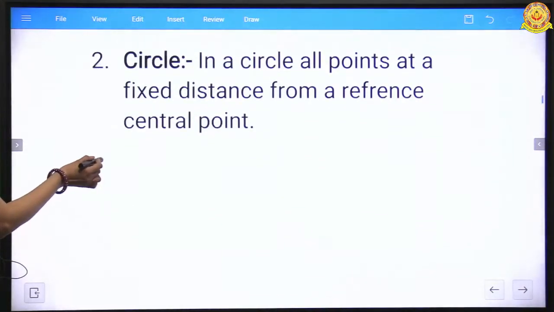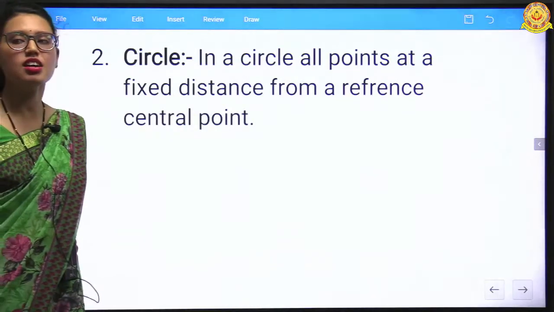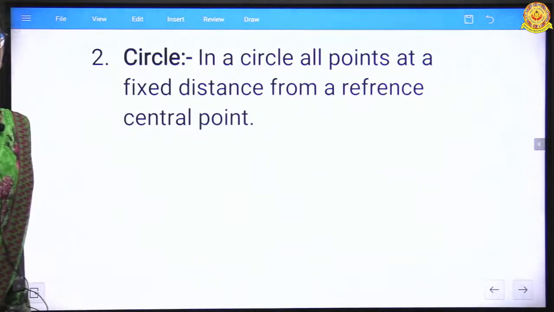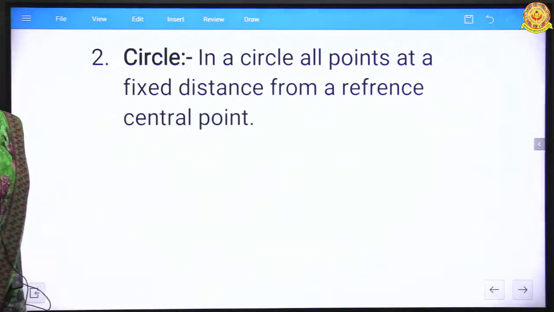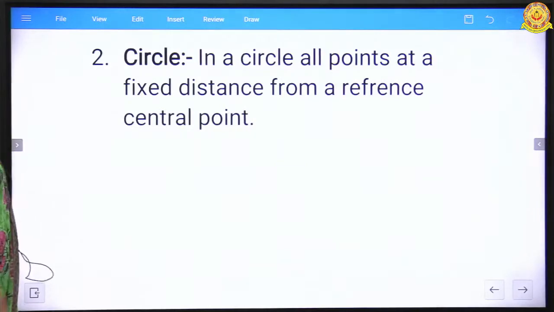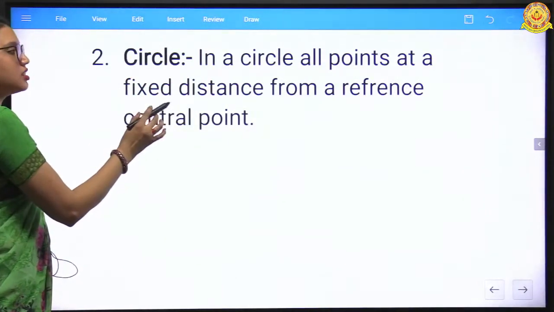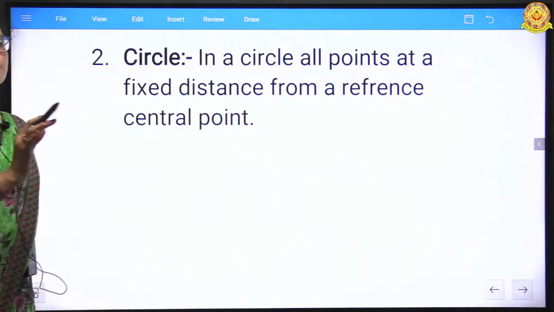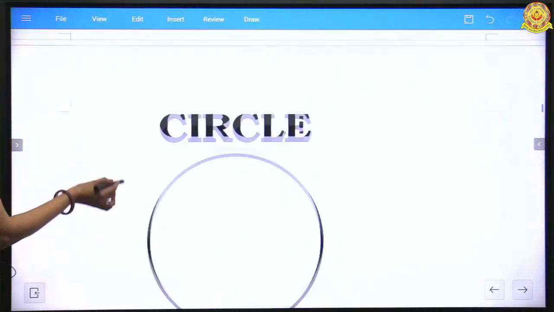Our next shape is circle. What is a circle? Have you ever seen circle shaped objects? Yes, of course, you have seen them in your life. In a circle, all points are at a fixed distance from a reference center point. Just take a look at the circle.